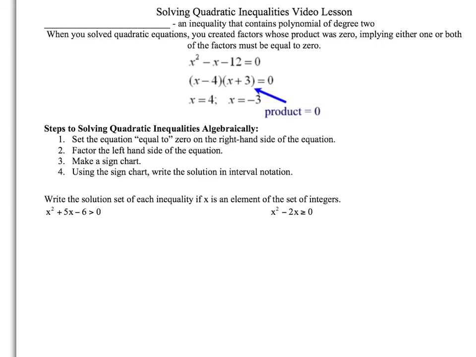Today we are going to solve quadratic inequalities algebraically. An inequality that contains a polynomial of degree 2, or in other words, the highest power will be a square, is a quadratic inequality.